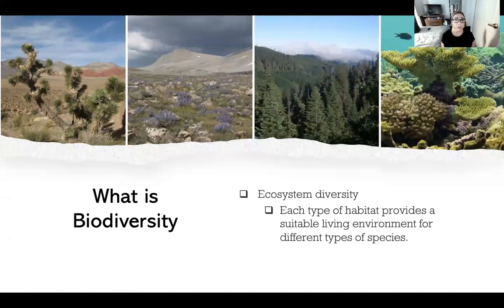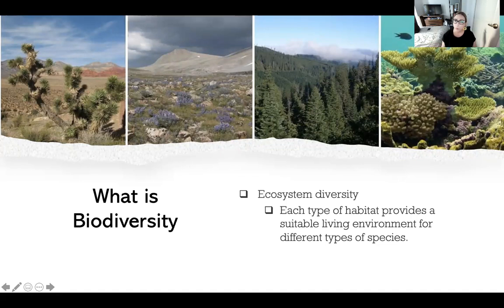Now, the final definition of biodiversity is ecosystem diversity. I wrote here, each type of habitat provides a living environment for different types of species. So when I'm talking about ecosystem diversity, if you look at the picture here, desert is one type of ecosystem. The one that's next to that is a Mediterranean habitat. Here I have a pine forest, and you can't see because my video's in the way, there we go, we have a coral reef. These are all different types of ecosystems.